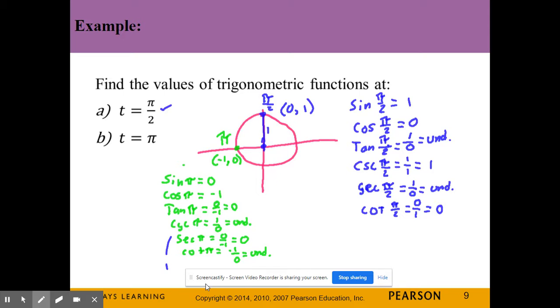Cosecant is the reciprocal of sine, so it's 1 over 0, so undefined. I think I said cosecant was the reciprocal of x. That's wrong: cosecant is the reciprocal of y. Secant is the reciprocal of x. In this case, 1 over negative 1, which is negative 1. Cotangent is x over y. Negative 1 divided by 0 is undefined. Okay, let's take a look at the next one.